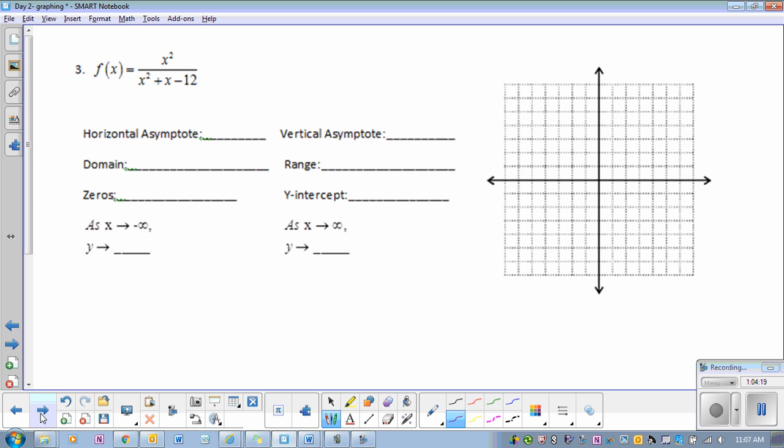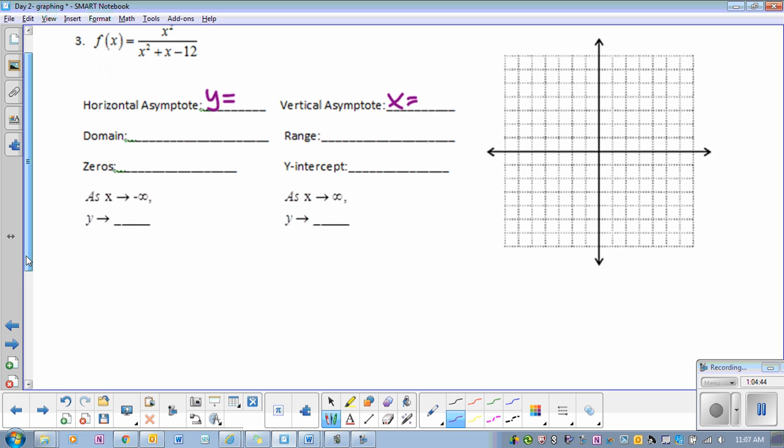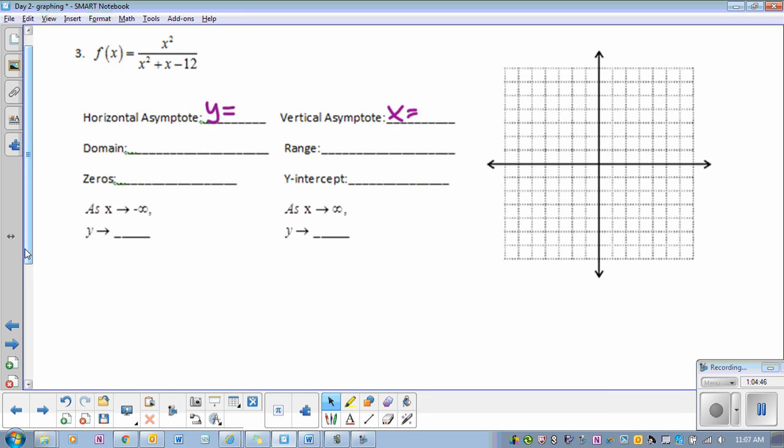Okay, let's kick it up just a little bit, all right? So, here's what we're going to do. Vertical asymptote, we know that's x equals because that's the box. Horizontal asymptote, we know that's y equals because that's the hoi. Now, vertical asymptote, you need to take everything in your denominator, set it equal to 0, and solve.